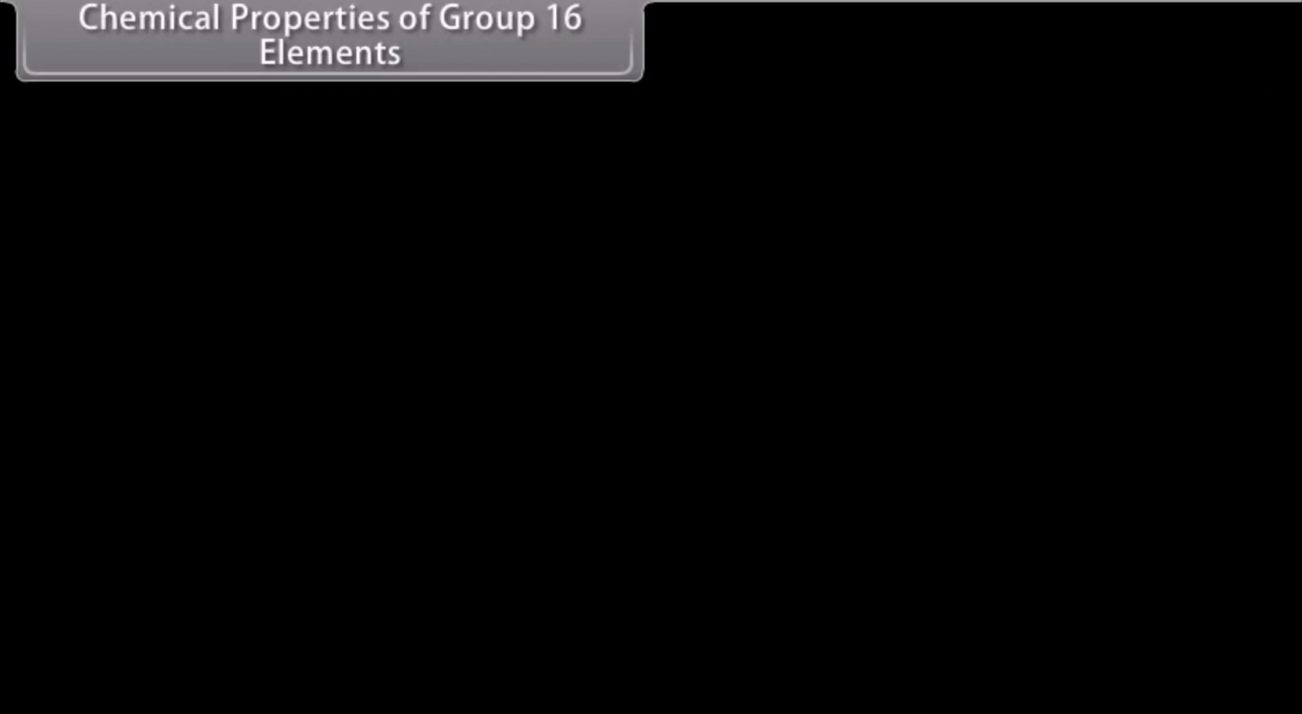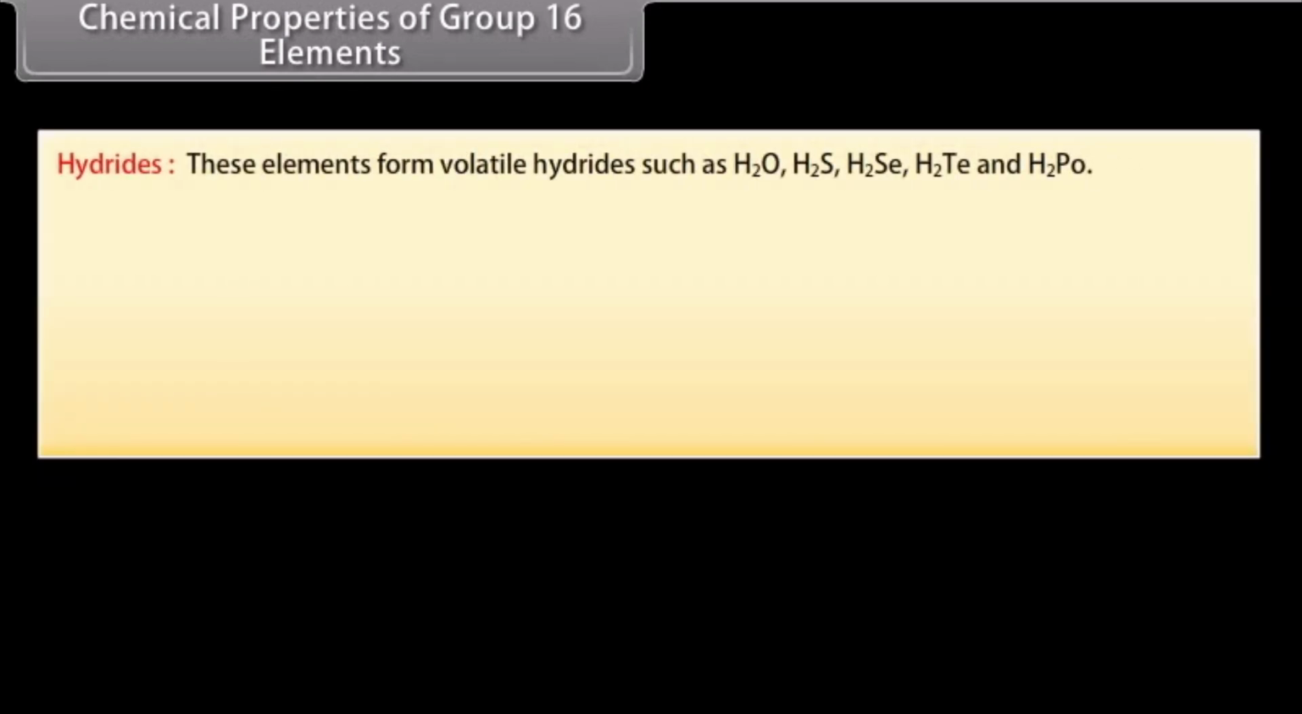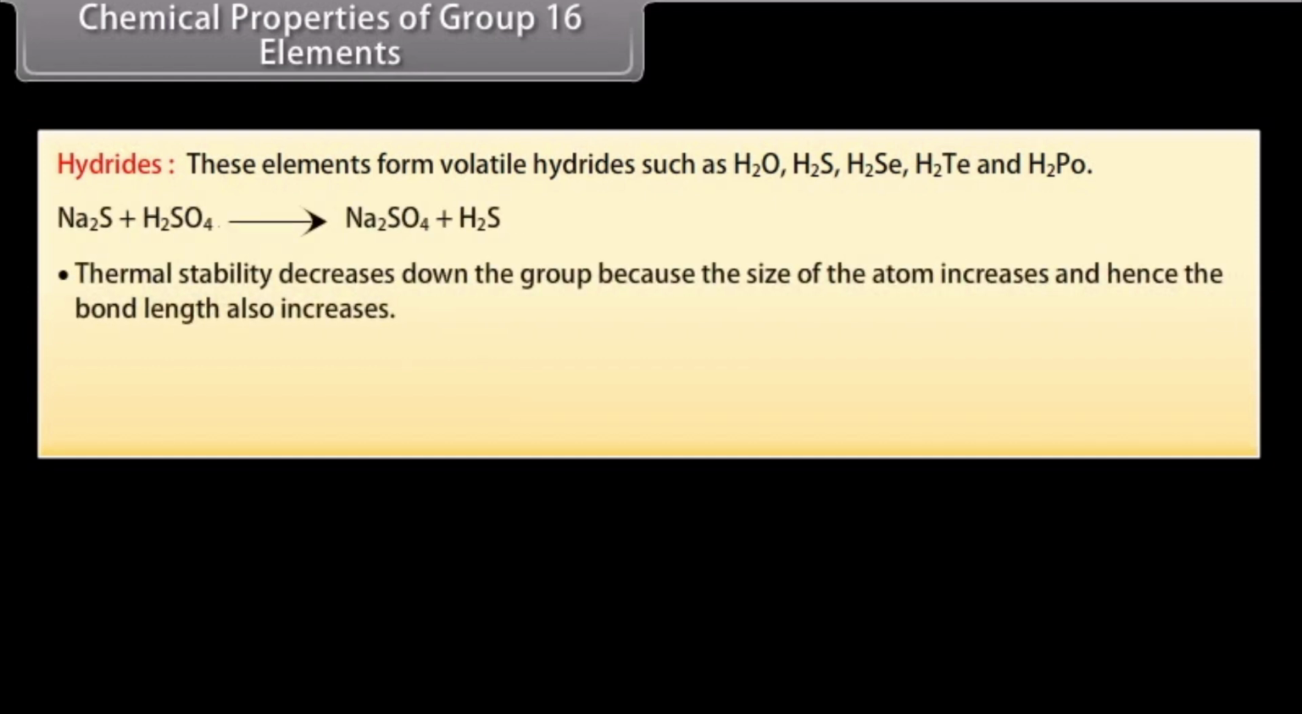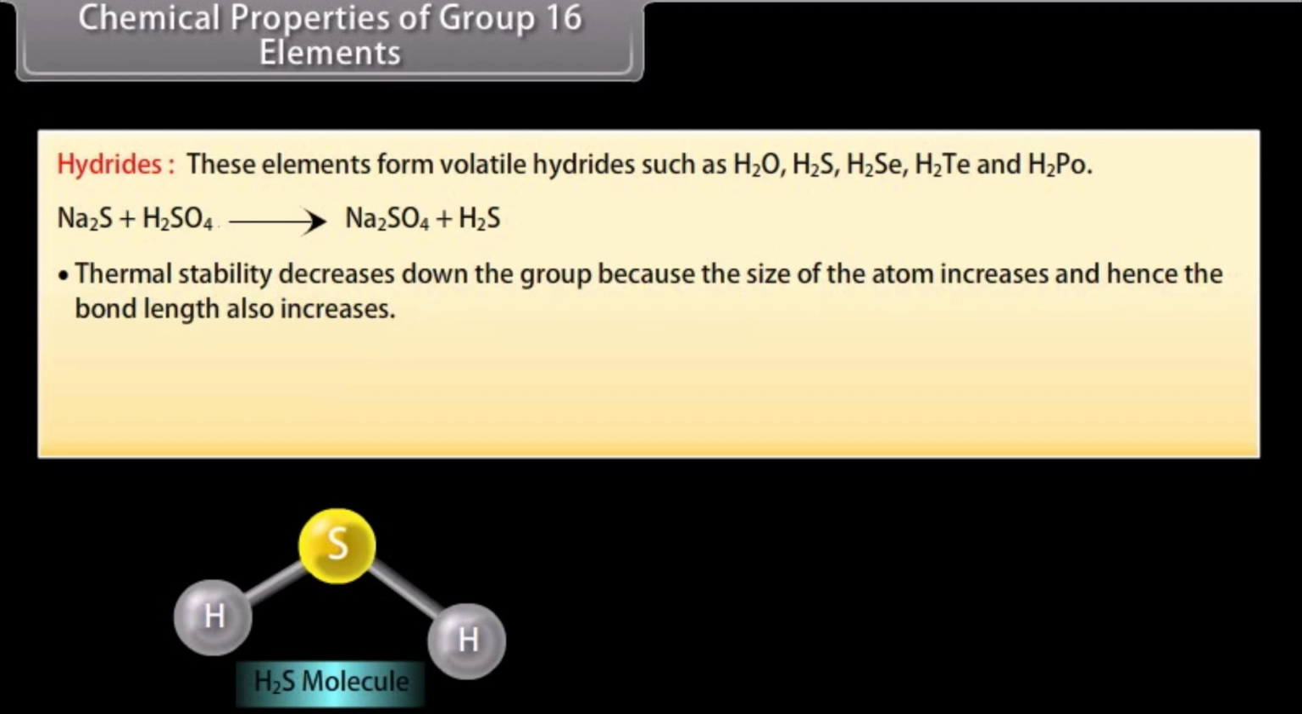Chemical properties of group 16 elements. Oxygen is the most reactive of these elements. Some important trends in the chemical reactivity of the compounds of these elements are as follows. Hydrides. These elements form volatile hydrides such as H2O, H2S, H2Se, H2Te and H2Po. Thermal stability decreases down the group because the size of the atom increases and hence the bond length also increases.